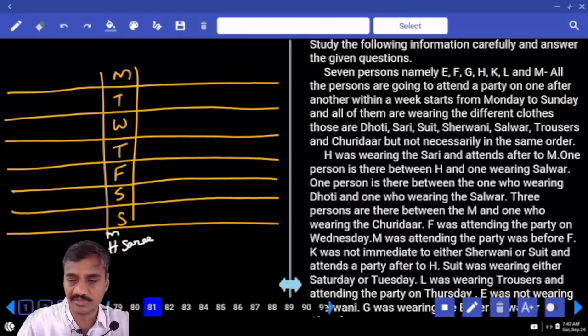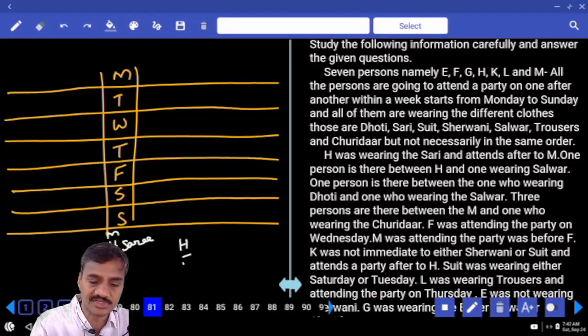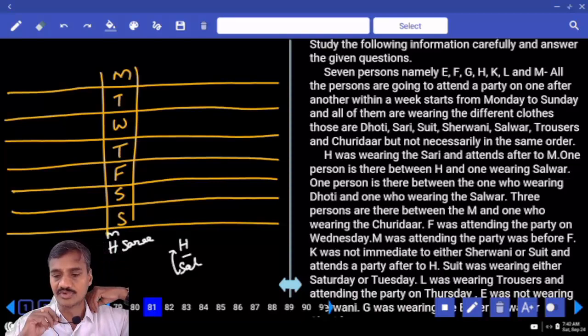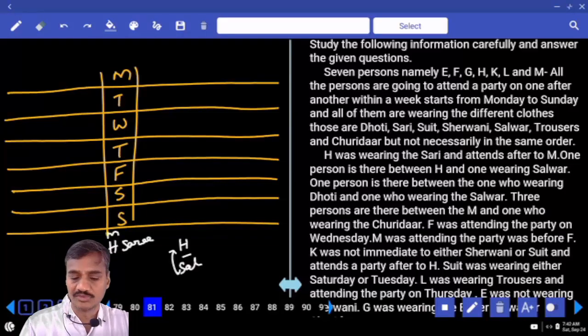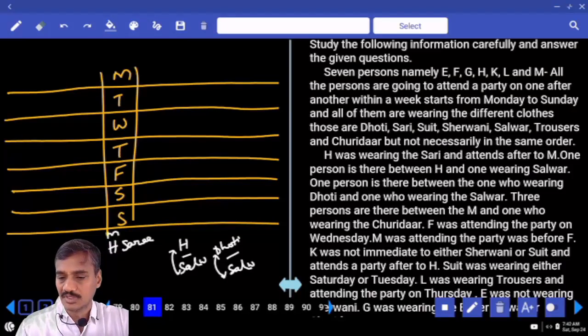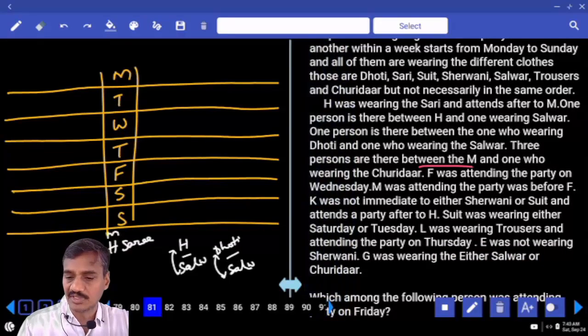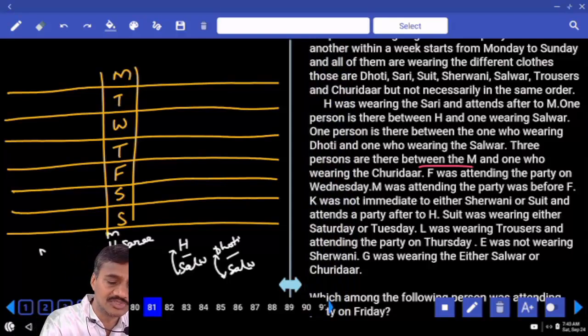H saree after M. And one person is there between H and the one who is wearing salwar. Now between H and the one using Salwar, there is exactly one person, in any order. And next, one person is there between Dhoti and Salwar. Now between Dhoti and Salwar again, there is exactly one person. Isn't it? Salwar and Dhoti, there must be exactly one person. And next, three persons are there between M and the one wearing Chudidar. Now between M and Chudidar, how many people are there? There must be exactly three people, in any order. M and Chudidar, there must be exactly three.